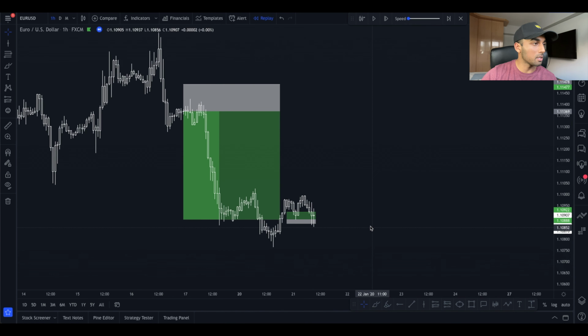This was a really high probability trade for me. So again, that is absolutely fine. I'll happily take that all day long.